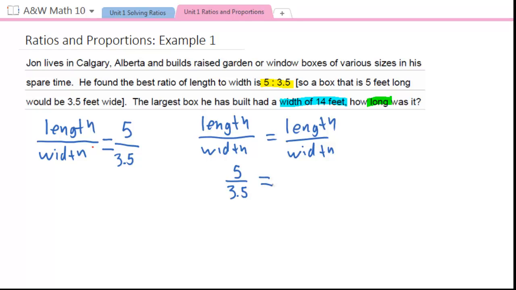Since we already know that the best ratio of length to width is 5 to 3.5, we can use that ratio as a comparison with the box width of 14 feet. Since width was in the bottom of our fraction, we need to put 14 feet on the bottom of our other side of the proportion. The unknown variable, the length, will go on the top. Now, we can solve this proportion by cross-multiplying.